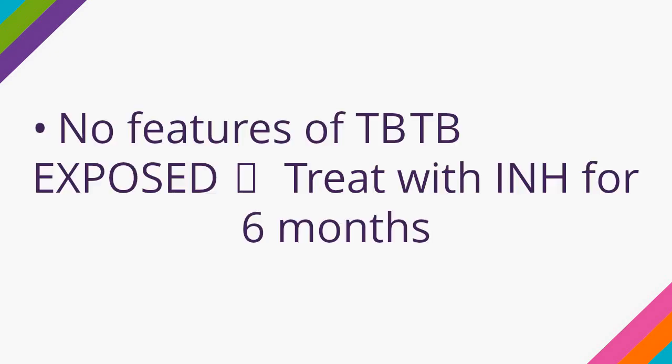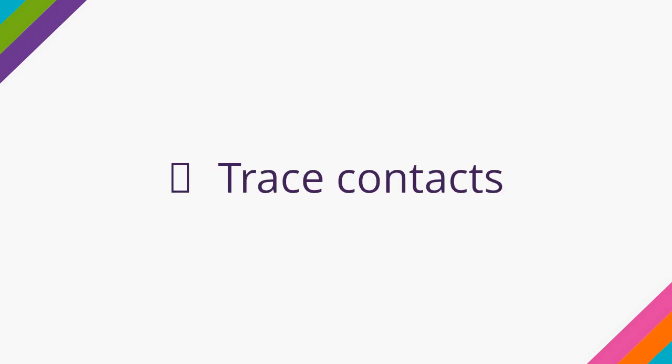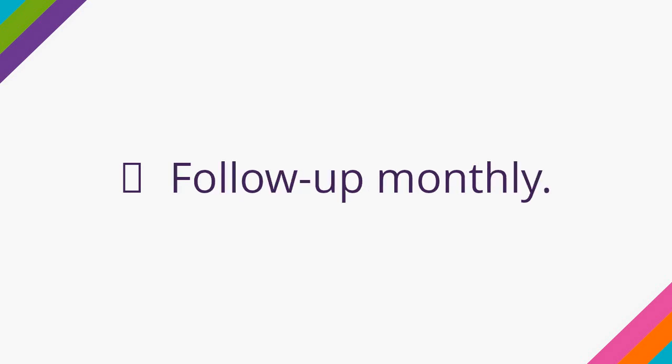Okay, so the other yellow under TB is TB exposed. So a close TB contact and no features of TB. So this is a child who is exposed to TB. So now, in identify and treat, you can treat using isoniazid for 6 months. Trace contacts and follow up monthly.